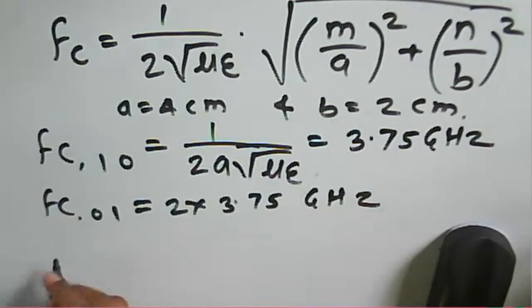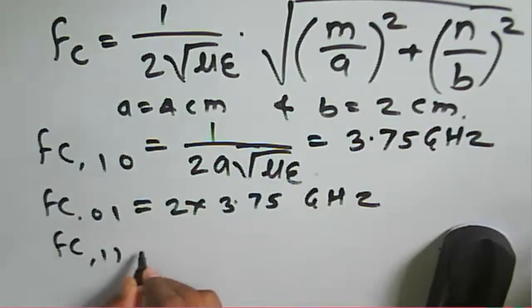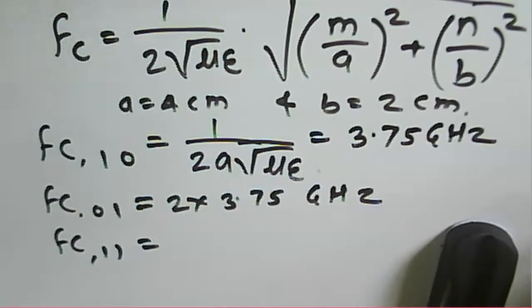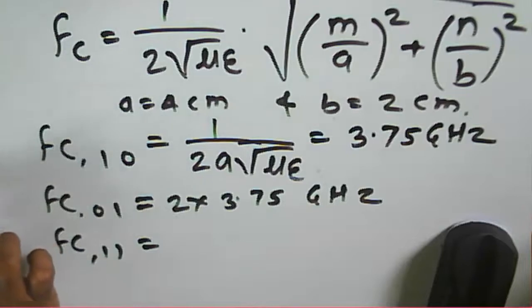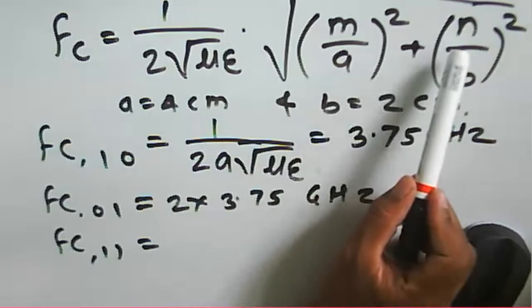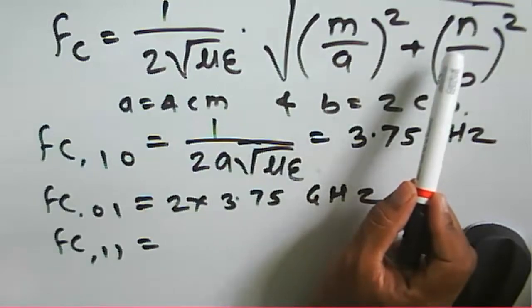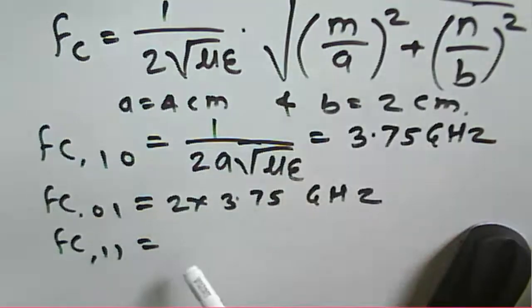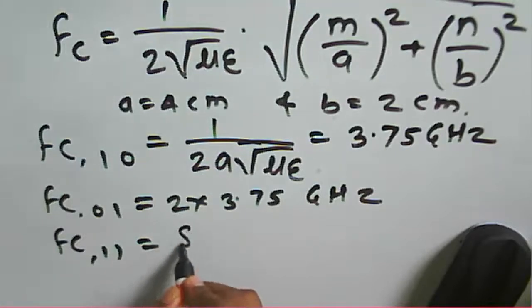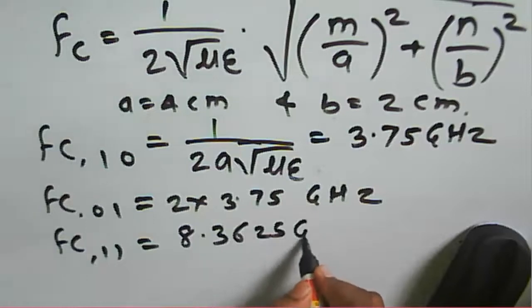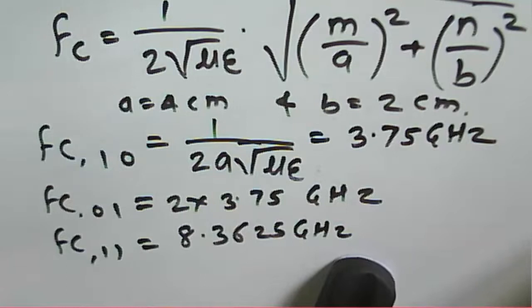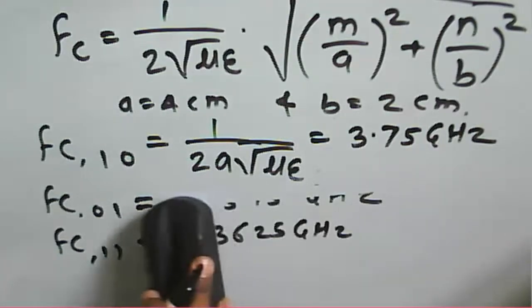Then Fc 1, 1. The condition is that M is equal to 1, N is equal to 1. So we need to find the cutoff frequency for the same. Putting M is equal to 1 and N is equal to 1, I'll write the equation directly, and the value we get is 8.3625 gigahertz. So the value for this is 7.5 gigahertz.